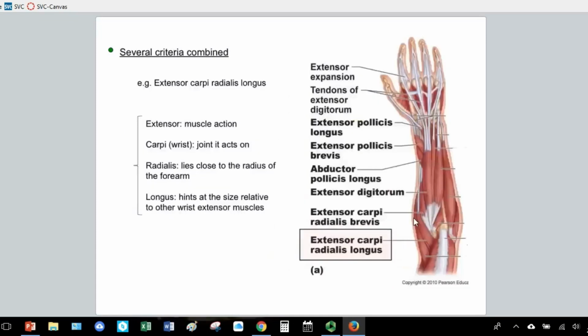And then lastly, we can get all crazy and combine several of these criteria. For instance, the extensor carpi radialis longus. Extensor, what does that mean? It means it's involved in extension. Extension of what? Of the wrist. Radialis refers to the fact that it's running along the radius. And longus refers to the fact that there are other extensor carpi radialis muscles and that this is just the longest one.